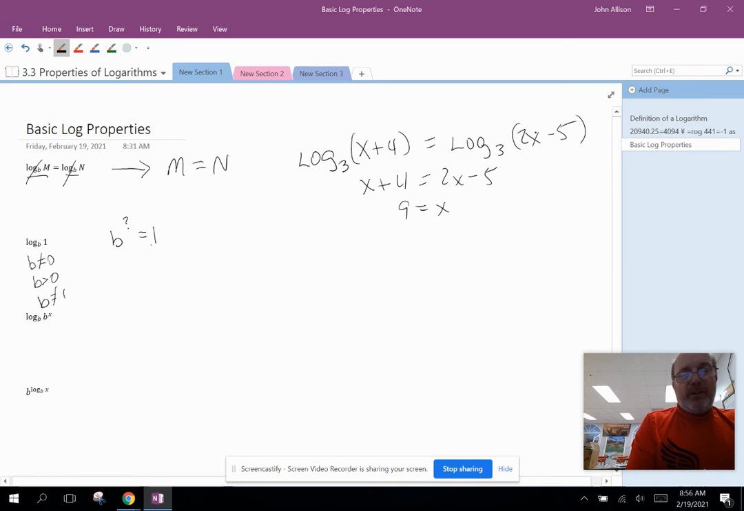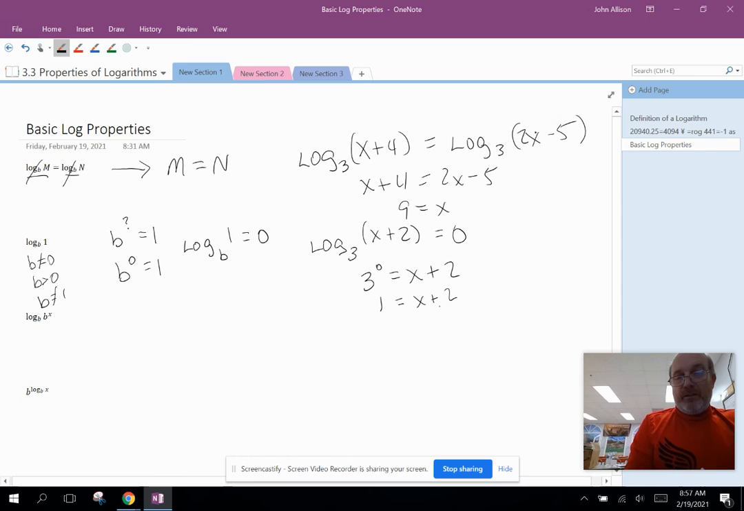What power would I raise that to get 1? Well, we know from our properties of exponents that b to the 0 power equals 1. So this means that log base b of 1 is always equal to 0 for any valid base b. So if you had log base 3 of, say, x plus 2 equals 0, then we can convert that to exponential form and say that's 3 to the 0 equals x plus 2. Well, 3 to the 0 is just 1. And we subtract 2 from both sides, and we get x equals negative 1.